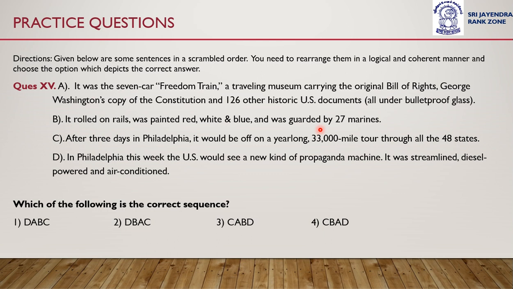It was the seven-car Freedom Train, a traveling museum carrying the original Bill of Rights, George Washington's copy of the Constitution, and 126 other historic US documents. So the first statement is: in Philadelphia this week the US would see a new kind of propaganda machine. It was streamlined, diesel powered and air conditioned.